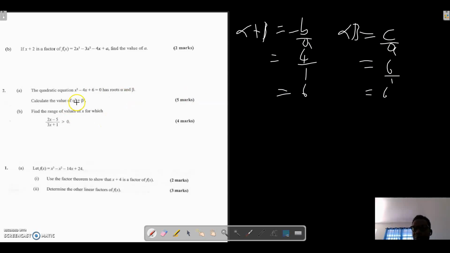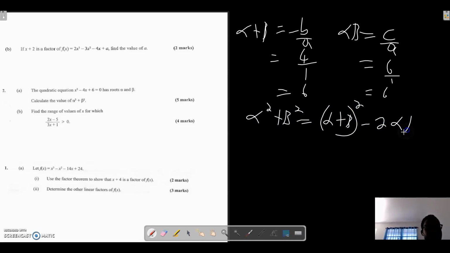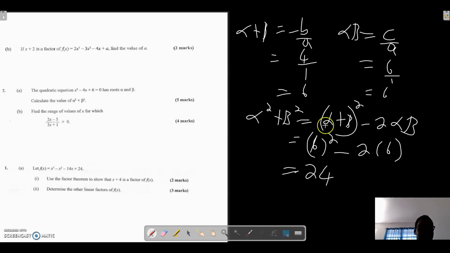Now, how do I get alpha squared plus beta squared? We can use the perfect square and transpose it, or you can memorize the identity that alpha squared plus beta squared is equal to alpha plus beta all squared minus 2 alpha beta. Now, alpha plus beta is 4, so I'm going to have 4 squared minus 2 times 6. And this is going to give me 16 minus 12, so this boils down to 4. So sometimes we could have used alpha plus beta all squared and transposed the identity, or we can memorize this identity.